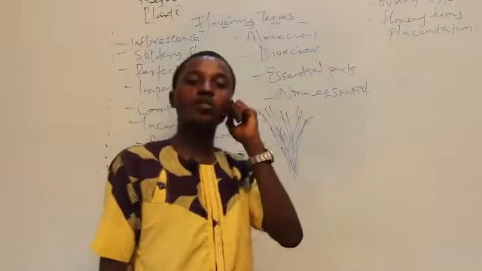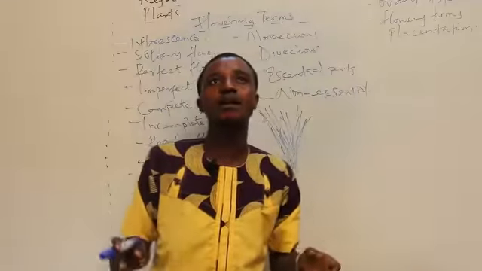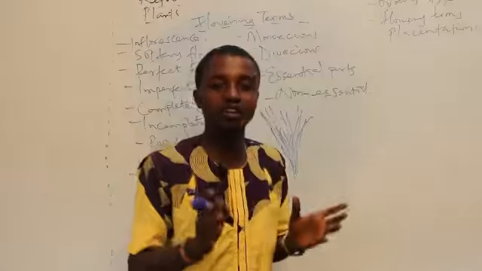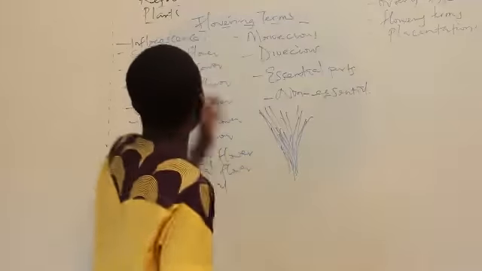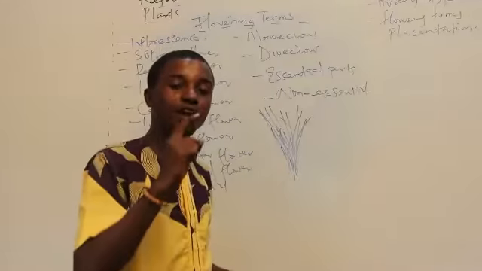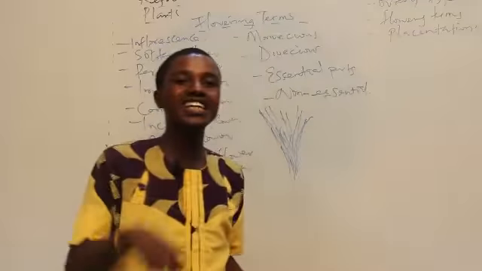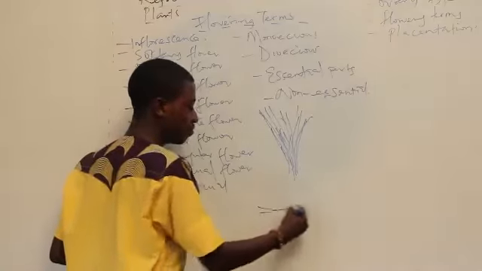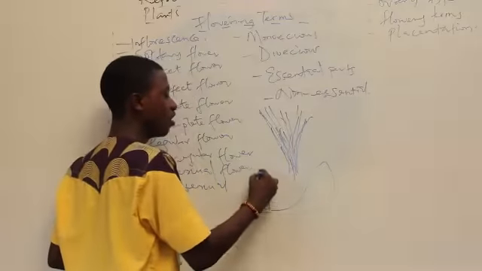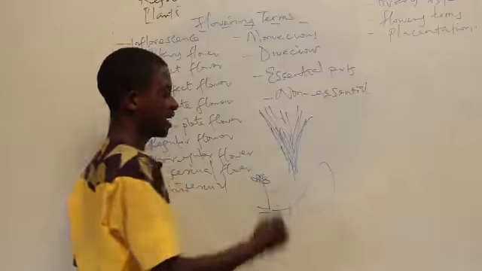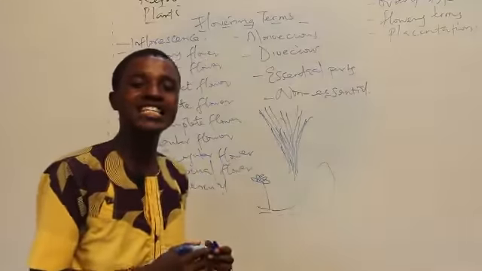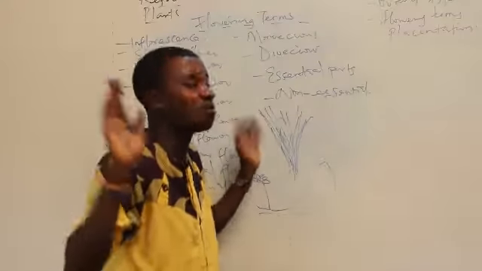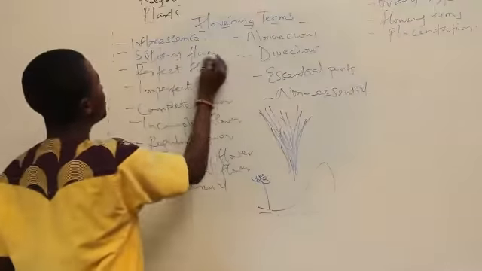What is a solitary flower? The word solitary talks about unity, in the sense that you're alone, you're just there. It talks about singleness. So a solitary flower is a single flower that is born on a leaf axis. If for example we have a leaf here, it is born on a leaf axis. Are you with me? It's just there alone, single on its own. Now we're done with this.